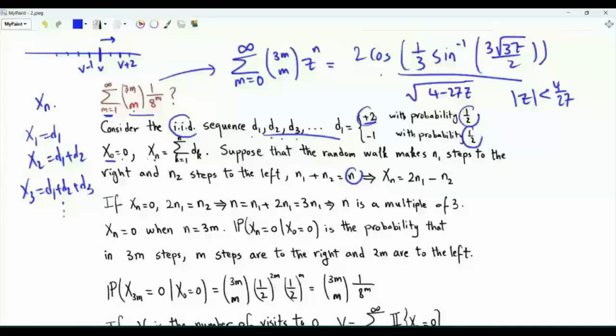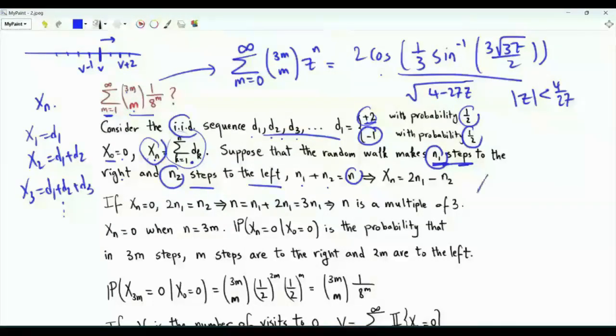Consider some small n. Suppose that the random walk makes n1 steps to the right. This means that in this summation here, there are n1 terms, each one of them equal to plus 2. Suppose that the random walk makes n2 steps to the left. In this summation here, we have n2 terms that are equal to minus 1. n1 plus n2 is equal to n.